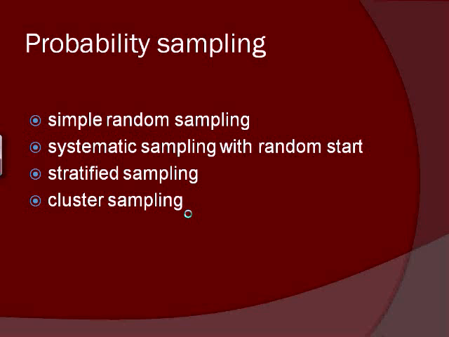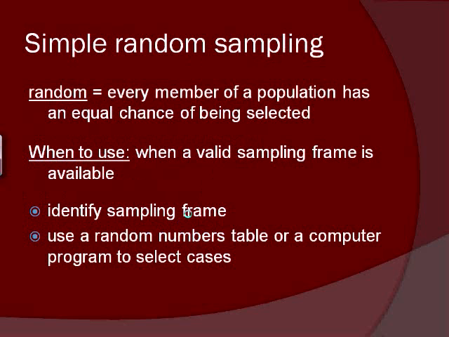So how do you do this? A good way of talking about ensuring that every member of your population has an equal chance of being selected is by looking at the first method here, the simple random sampling. So random means, again, that every member of a population has an equal chance of being selected into the sample. And what we need for this is a valid sampling frame. A sampling frame is simply an available list of all of the members of your population.